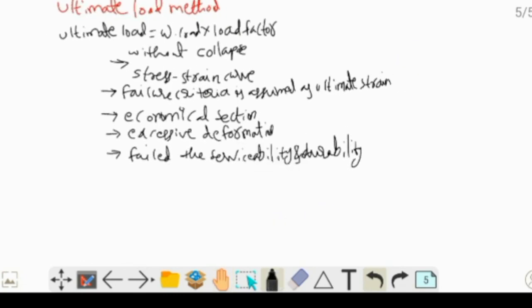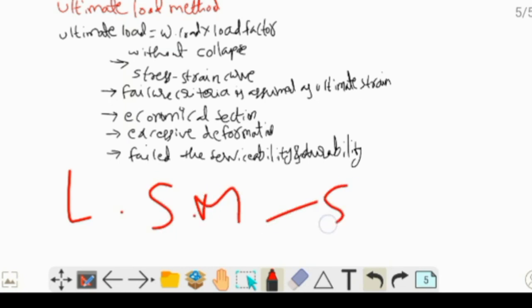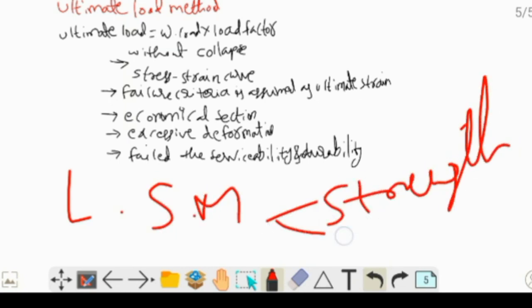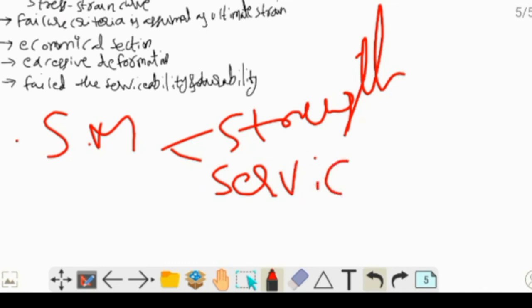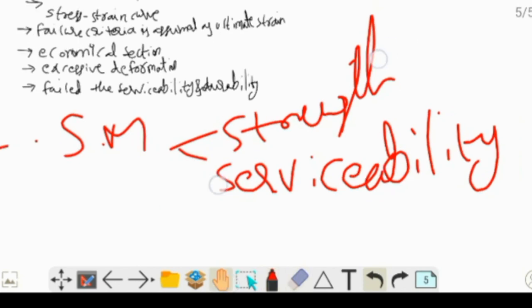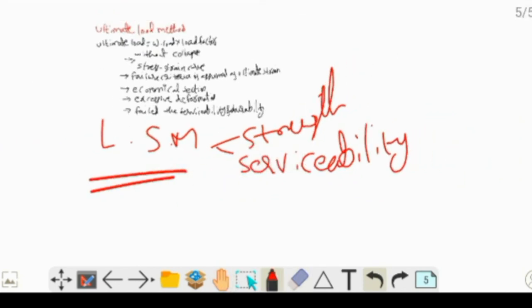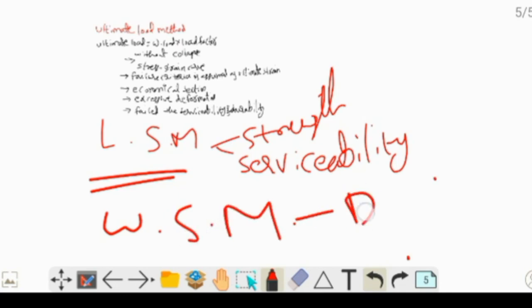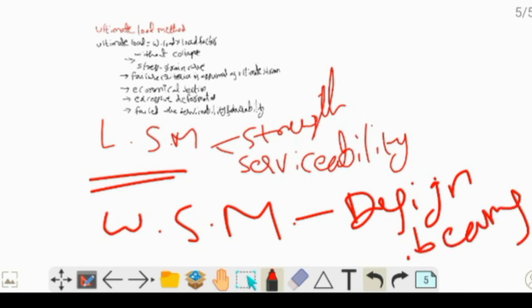To overcome these drawbacks of the ultimate load method, we use the limit state method. It takes care of both strength and serviceability requirements. In the next video, we will discuss the working stress method design of singly reinforced beams.